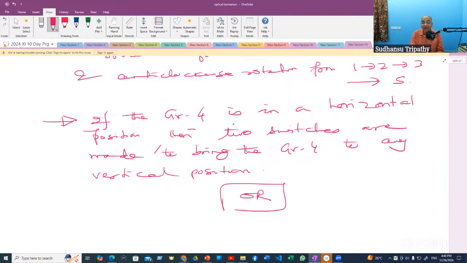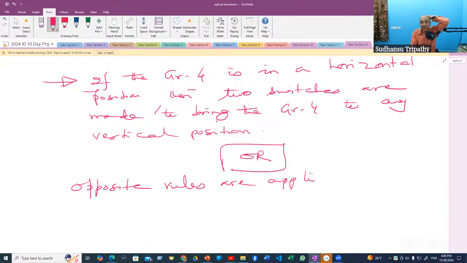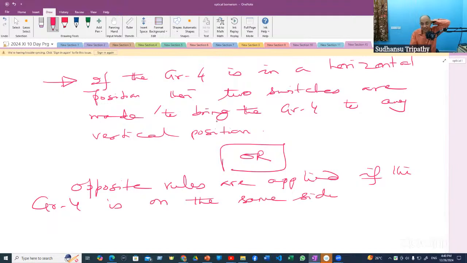Or the students cheat. A cheating rule has been created, which is called the golden rule. I used to call it the golden rule. Or opposite rules are applied. If group number 4 is on the same side as the viewer, or in the Fischer formula, it is in a horizontal position.